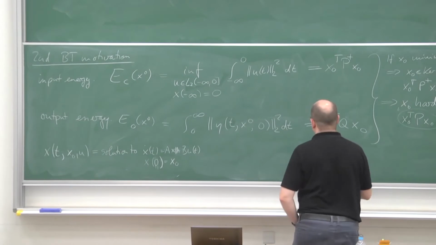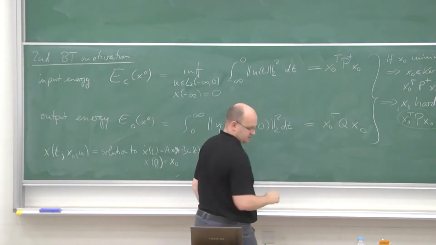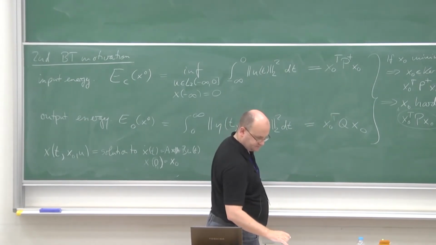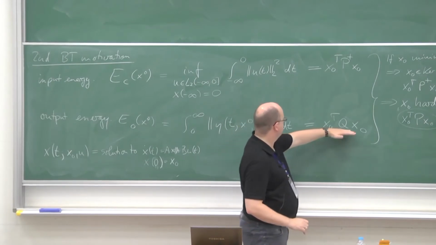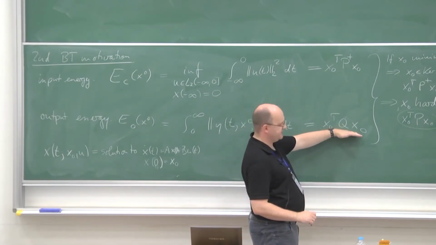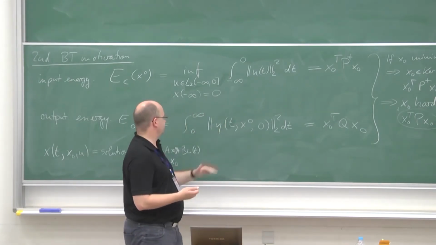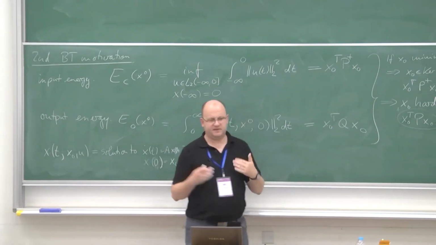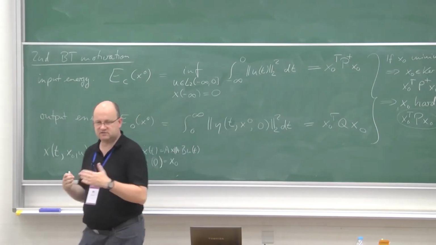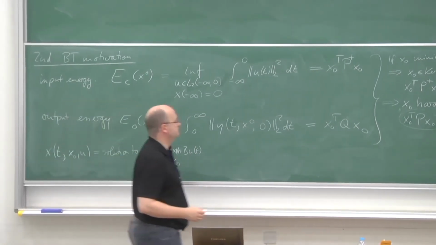And of course, a state for which this quantity is small is hard to observe. Yeah, if it would be 0, it would not be observable at all. If it's small, it's hard to observe.